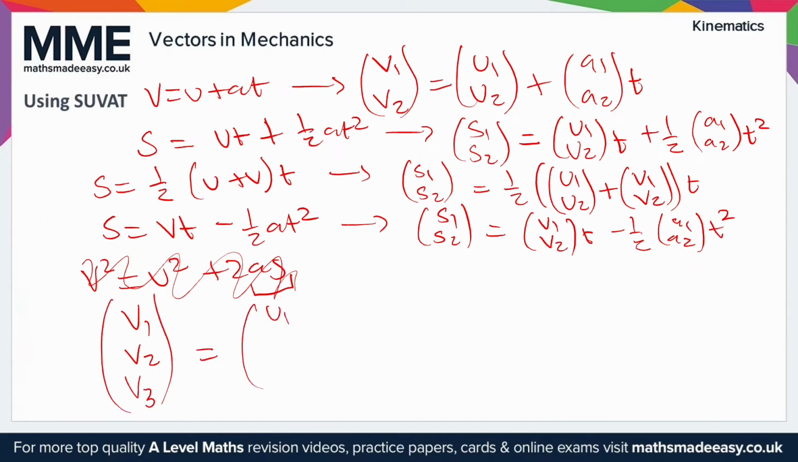equals (u1, u2, u3) plus (a1, a2, a3) times t. So you can see I can expand it to as many variables as I want. I can expand it up to whatever I like. It could be 10 variables, it could be 20 variables, as big as I want, n dimensions. In A-level mechanics, we only tend to work with 2 dimensions, but they can ask with more. You just apply it in the exact same way.